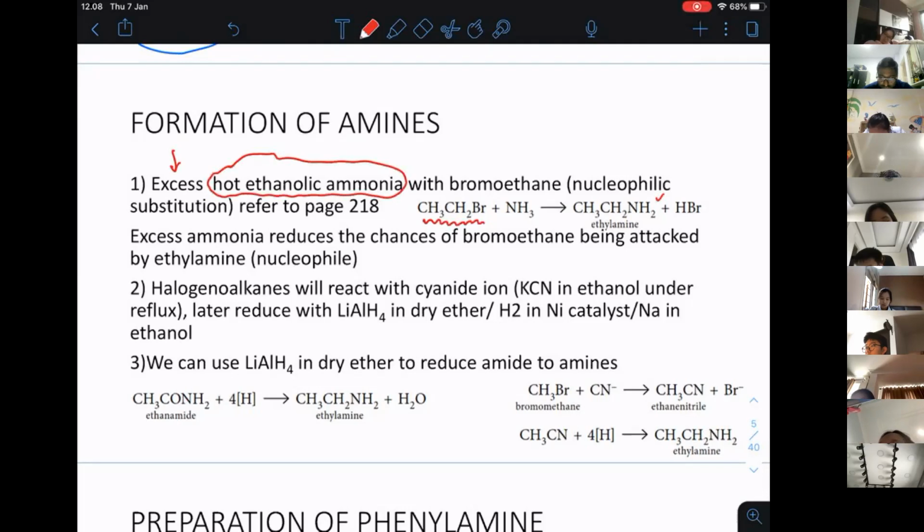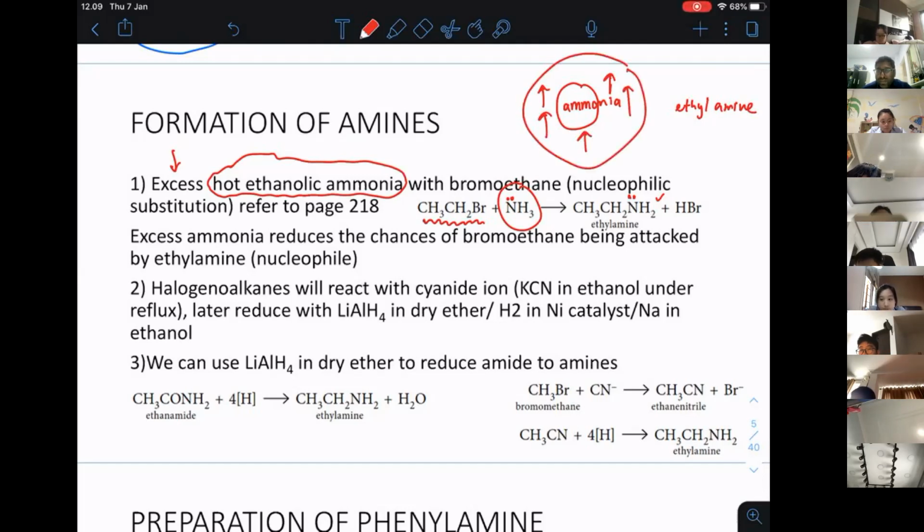The excess ammonia reduces the chances of this bromoethane being attacked by ethylamine. Basically we don't want any other products to be formed, because the ethylamine itself is going to behave as a nucleophile. Why? They have electrons, so of course they will behave as a nucleophile. To prevent this from attacking the bromoethane, because I only want the ammonia to attack bromoethane, I use a lot of ammonia. Now ammonia is competing with ethylamine. Both are nucleophiles. If you have a lot of ammonia, the competition is not fair, because of course the ammonia will react with the bromoethane rather than ethylamine. Do remember ethylamine is a very good nucleophile also.